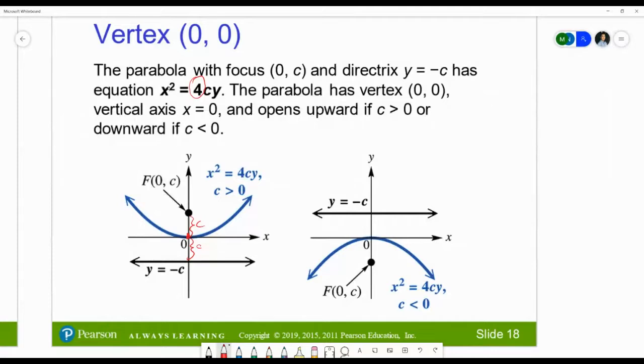Okay, now if x is squared, that means it's going to open up or down. How do we determine if it opened up or down? We look at the c value. If c is positive, it opens upward; if c is negative, it opens downward. Now remember, when they give you an equation, the 4 and the c will be multiplied together. So you have to divide whatever number that is by 4 to figure out your c.